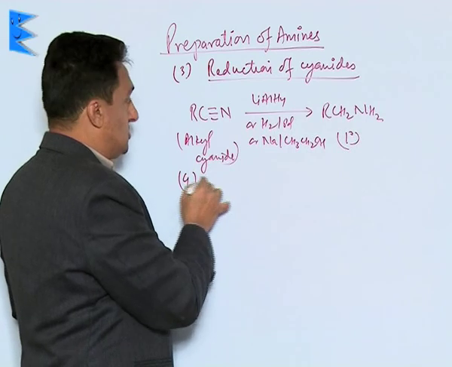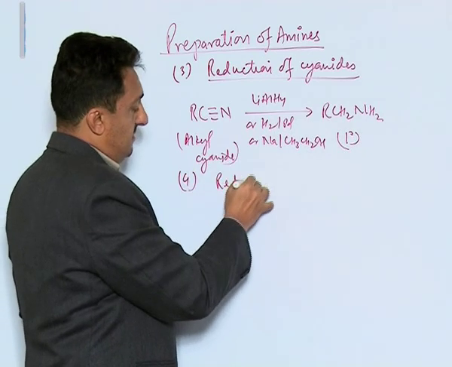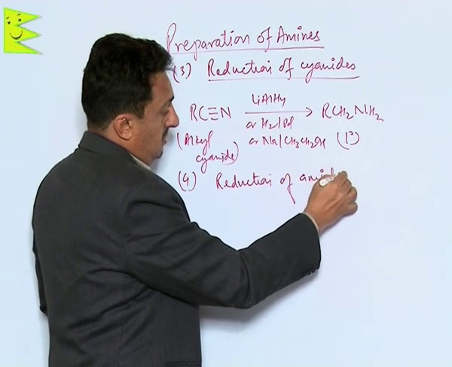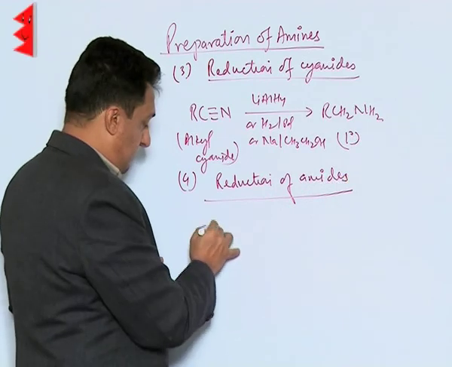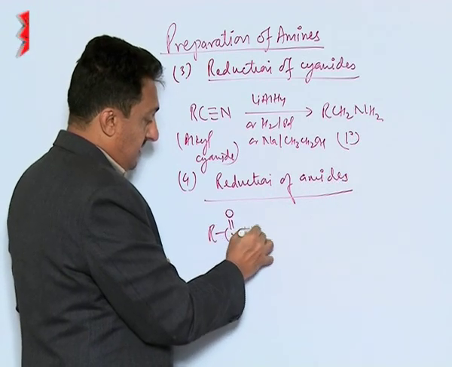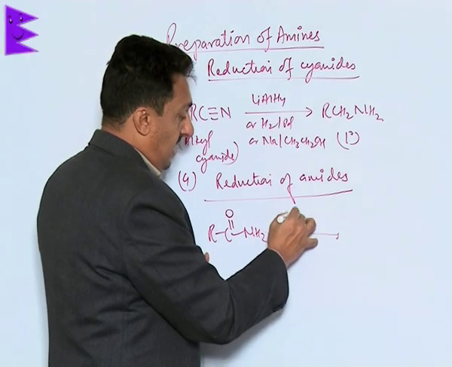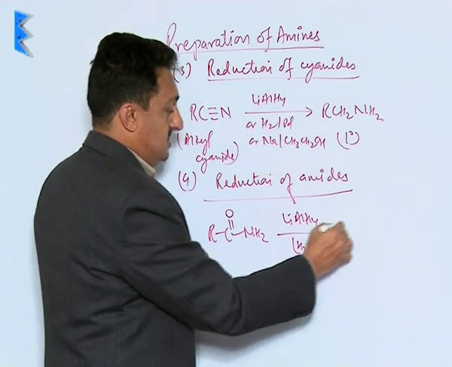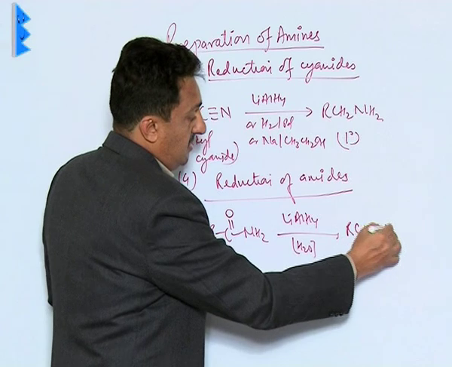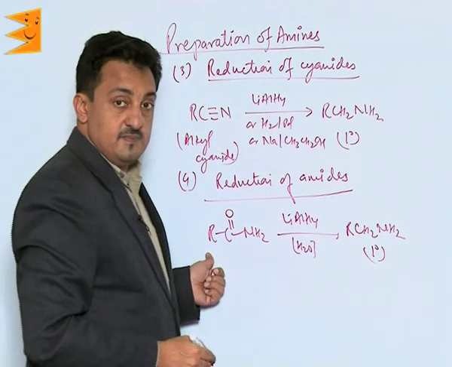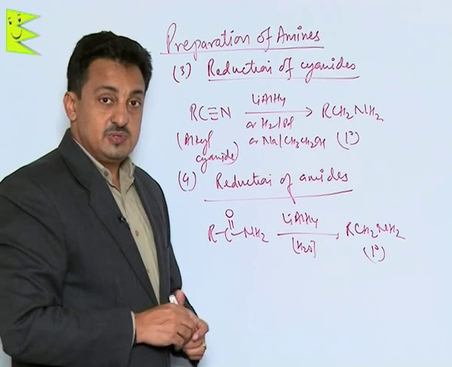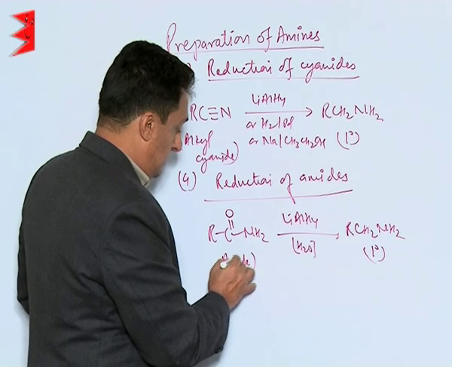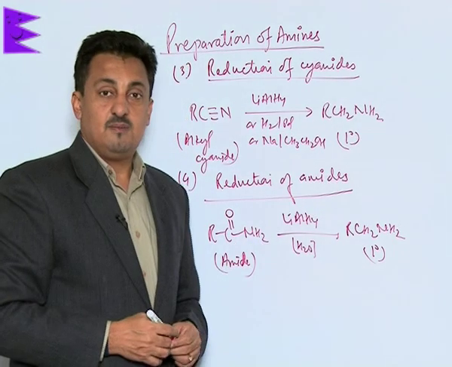Then we can also prepare amines by reduction of amides. Yes, any amide, whether aliphatic or aromatic, can be reduced by using lithium aluminium hydride followed by hydrolysis to give you the corresponding primary amine. So this is how we can reduce the cyanides or amides, this here is amide, to the corresponding primary amines.